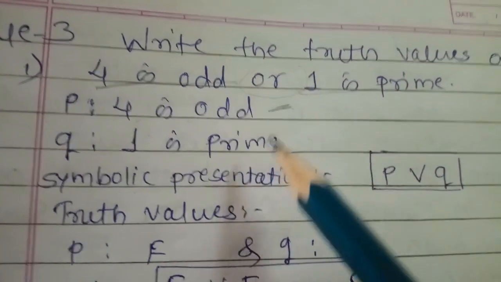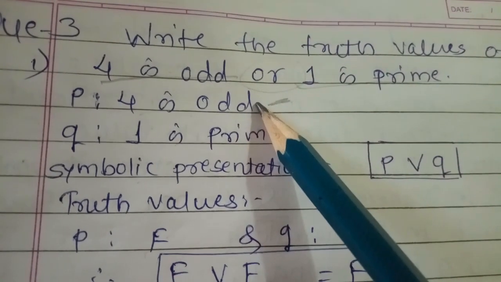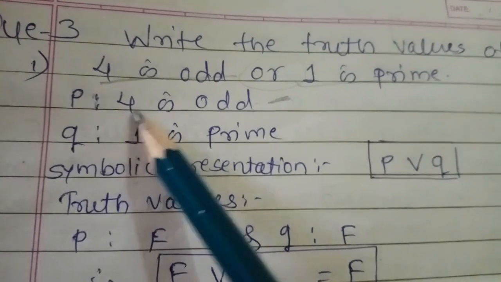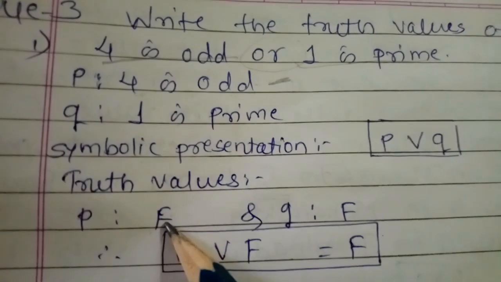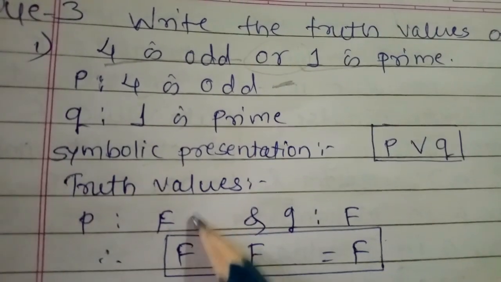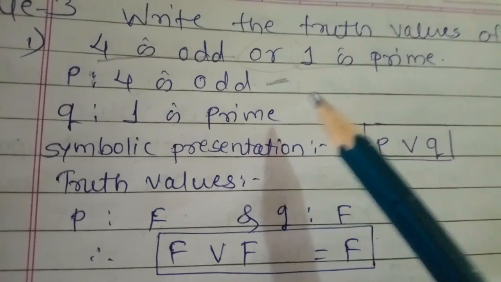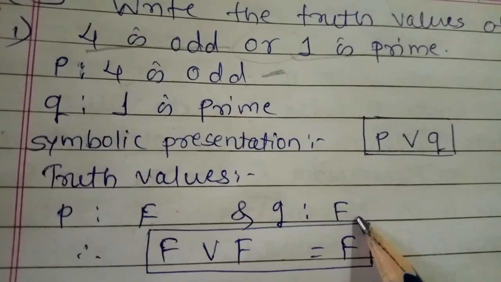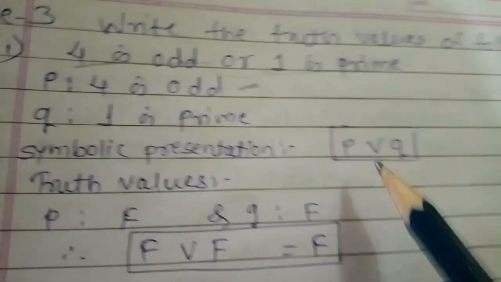So I write it here, 4 is odd number. Is it true or false? It is false, because 4 is an even number. You are given that it is odd, so it is false. So here P, we consider it as false. And 1 is not a prime number, and it is not composite either. So here this statement is also false.